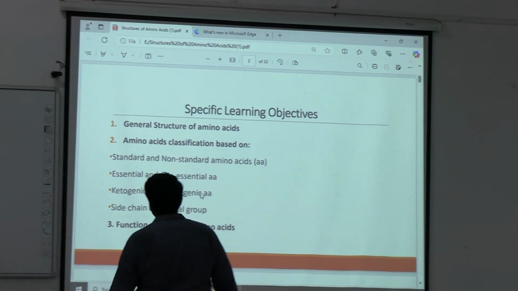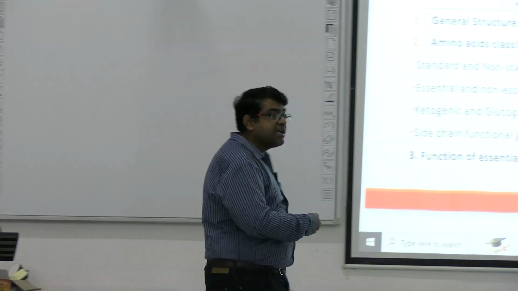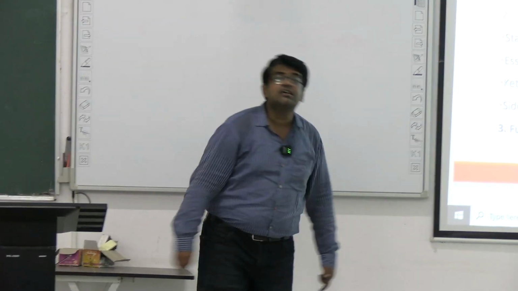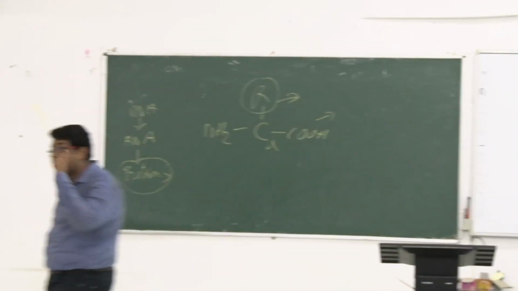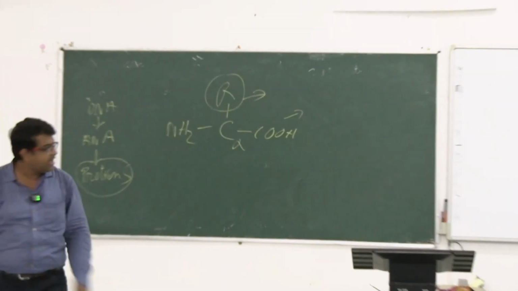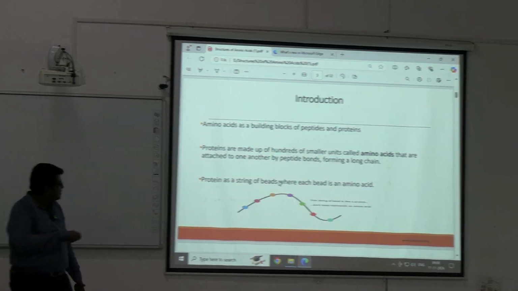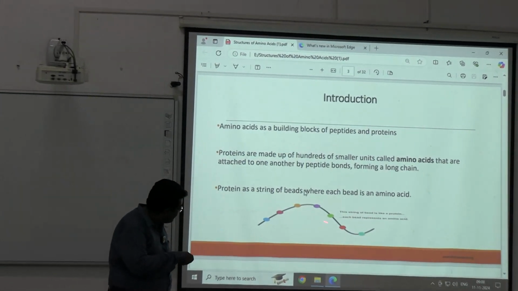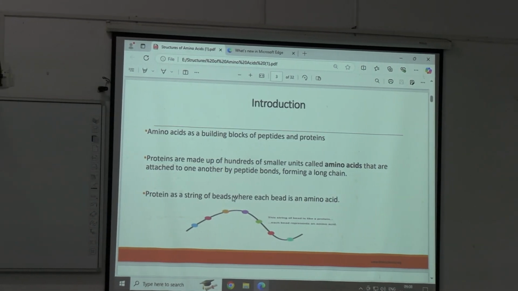So, after this lecture, you are supposed to know standard and non-standard amino acids, essential and non-essential ones, glucogenic and ketogenic ones, and how the side chains, this R, are going to play an important role in defining the character of that particular amino acid. Very good. Now see, proteins are made up of hundreds or more. This is how the chain looks. After the amino acid class is done, we will get into the concept of protein.